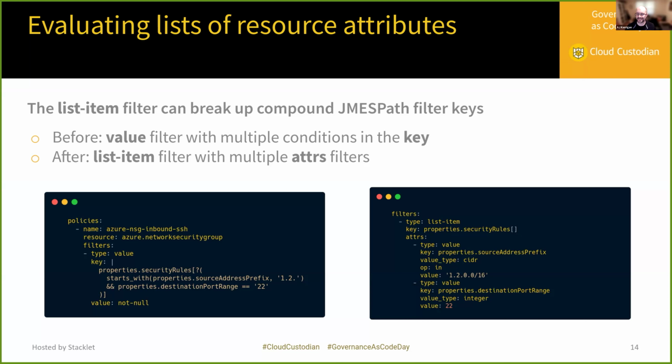But if we want to say, is there a single rule that matches both of those criteria, then it gets a little bit tricky and we have to write some more complex JMESPath filters. And that's the example on the left, where we start to do some extra JMESPath stuff that can be a little tricky to read. Over on the right is an example converting that sort of policy to list-item, that gives you a lot more flexibility and lets you make multiple assertions against each item in a list. So if you haven't come across needing something like this yet, you will, and hopefully you'll think, oh, list-item, that came up. We'll look for it.